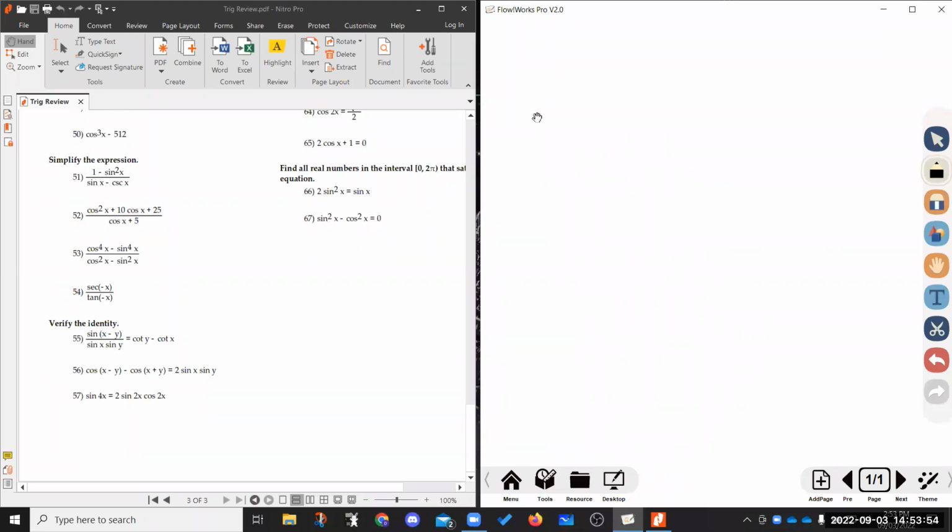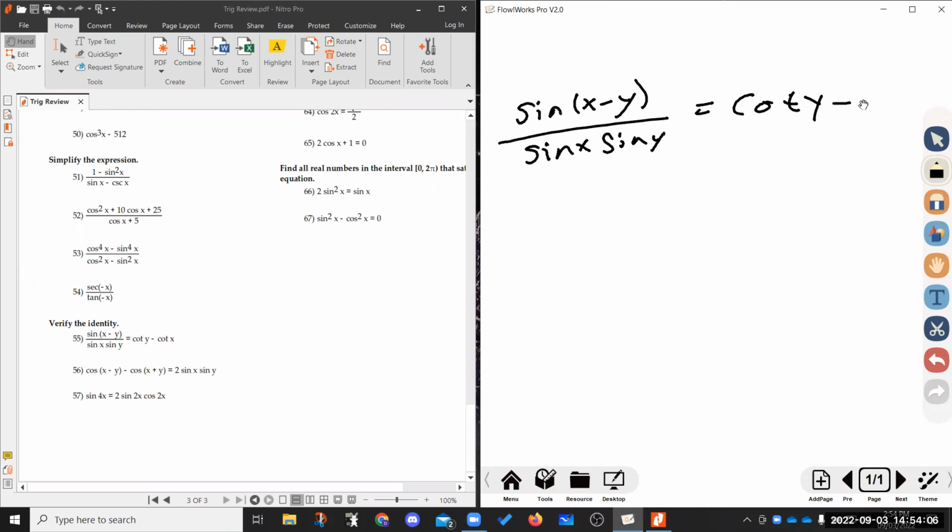Verify the identities. I really like these. These are some of my favorite problems. So, cotangent y minus cotangent x equals cosine... I mean, sine x sine y is what we want to show. We're going to start off with the more complicated side and try to turn it into the simpler side. I definitely see the left side is more complicated here.